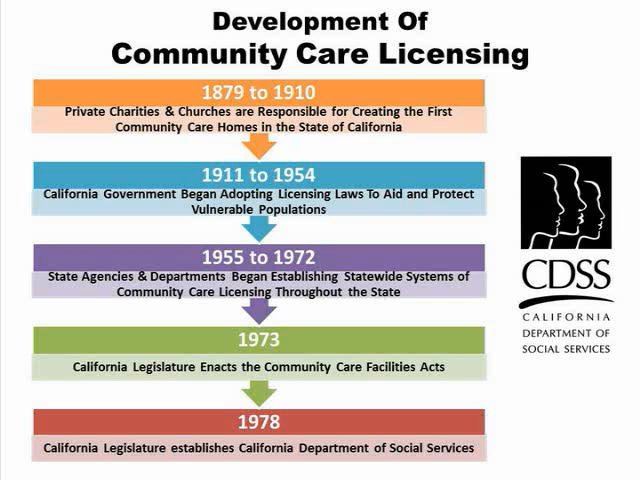In 1973, the California legislature enacted the Community Care Facilities Act to be administered by the then Department of Health. The purpose of the act was to establish a statewide system of community care, separate and apart from health care, for persons with mental and developmental disabilities and socially dependent children and adults. In 1978, the legislature established within the Health and Welfare Agency the Departments of Health Services, Mental Health, Developmental Services, Alcohol and Drug Programs, Office of Statewide Health Planning and Development, and this department, the Department of Social Services.